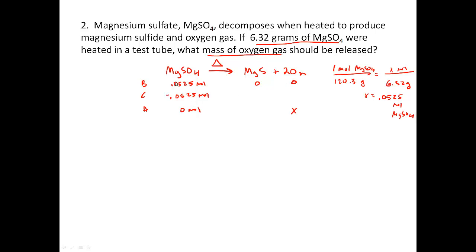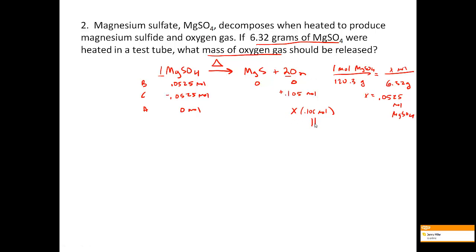Well, the ratio is 1, right? If there's no number here, you just consider it a 1. 1 magnesium sulfate generates 2 oxygen. So if I have 0.025 moles of magnesium sulfide that reacted, I'm going to make twice that of oxygen. So if I go ahead and solve this, we're going to produce 0.105 moles of oxygen.